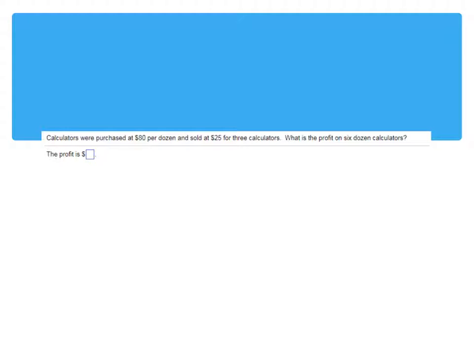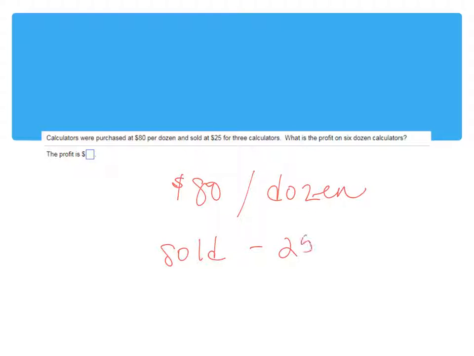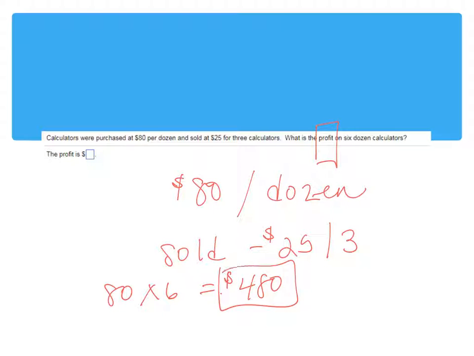I want you to try this problem on your own. Calculators were purchased at $80 per dozen and then sold at $25 for every 3 calculators. So we want to know the profit on 6 dozen calculators. So I've got to figure out how much those 6 dozen calculators cost me to buy. So at $80 per dozen, if I've got 6 of them, it costs me $480 to buy them.